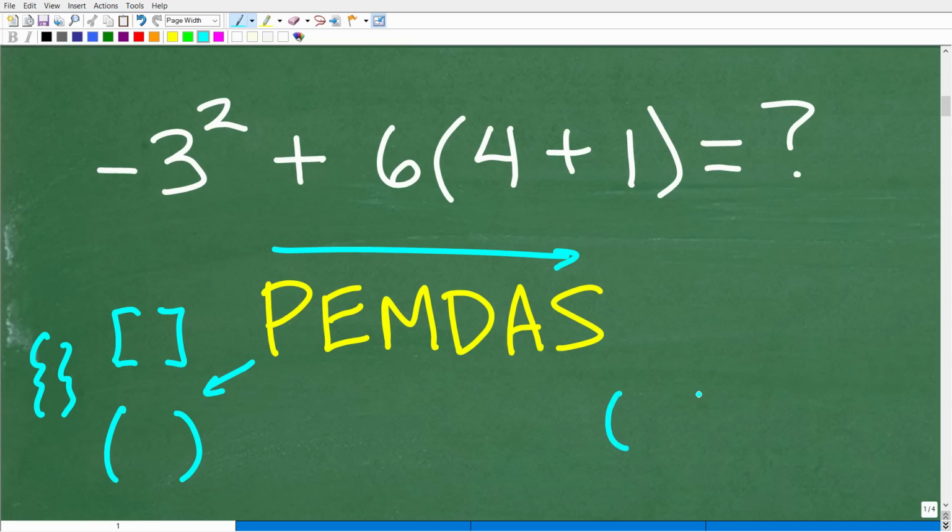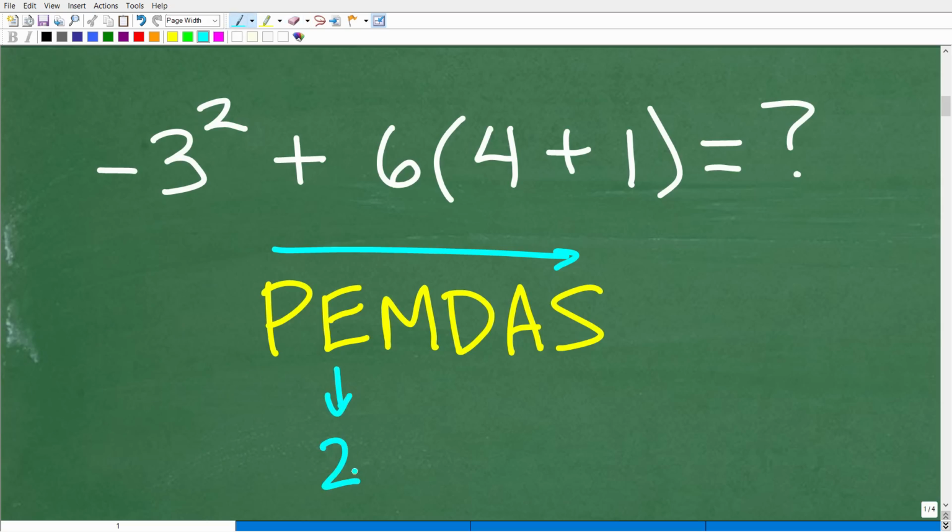Now, sometimes you have a problem where you have parentheses inside parentheses or parentheses inside brackets. So the way this works, you're going to go to the innermost parentheses, finish that, and work your way out from there. Okay, so that's what the P stands for. And now let's move on to E.